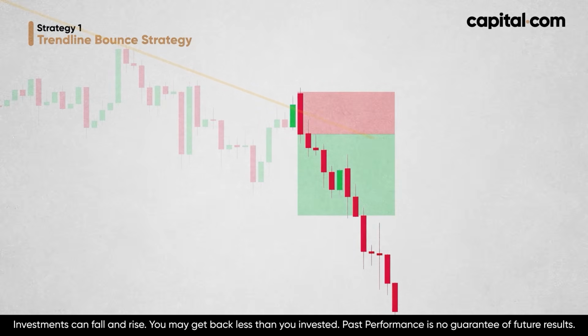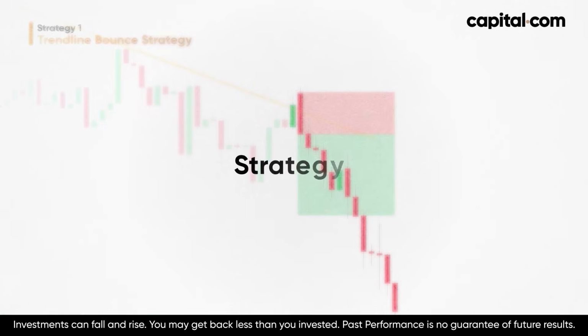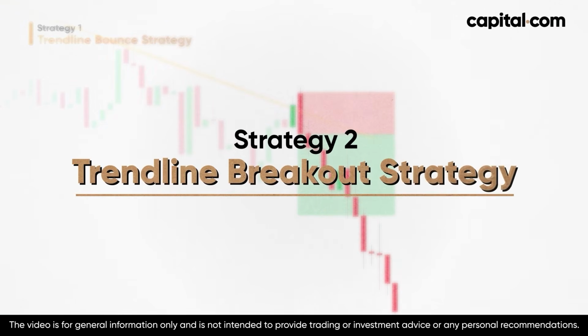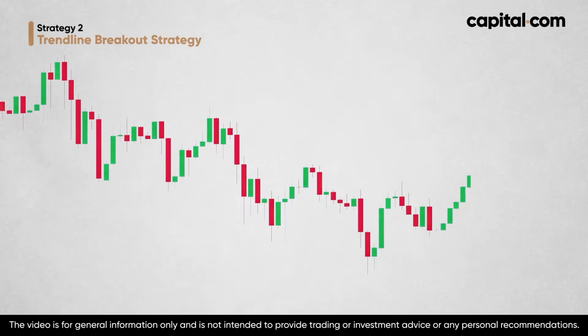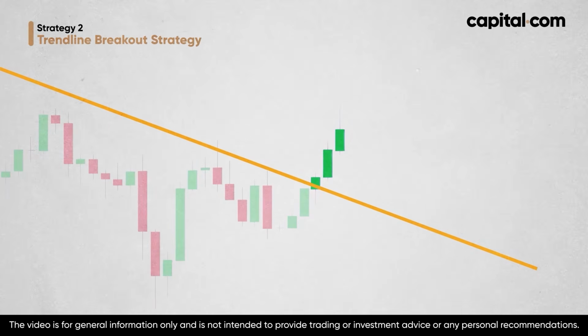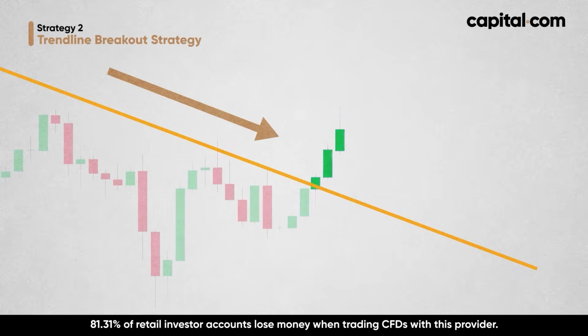Now let's look at another trendline strategy. Strategy 2, trendline breakout strategy. This one focuses on trading breakouts. The idea is simple. When price breaks above a trend line in a downtrend, it often means the trend is changing from down to up.